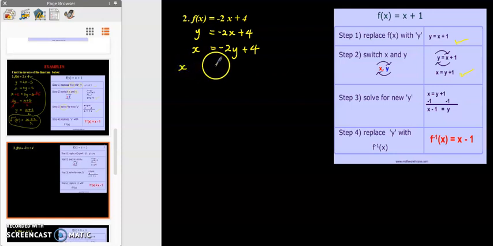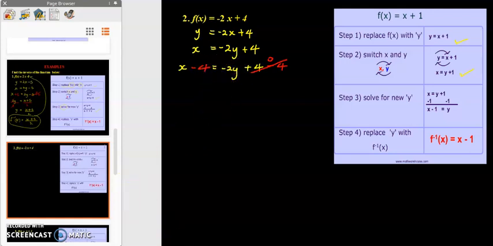X, leave a space, equal minus 2y plus 4. Now how can we get rid of that 4? We can subtract 4. But whatever you do to one side, do it to the other side as well. You subtract 4. So these will turn to 0. So we are now left with x minus 4 equal negative 2y.